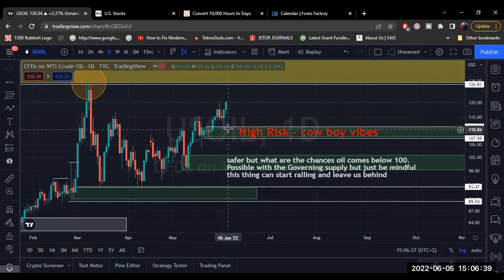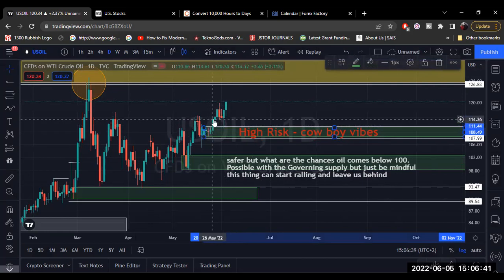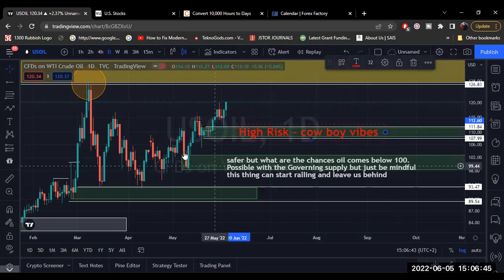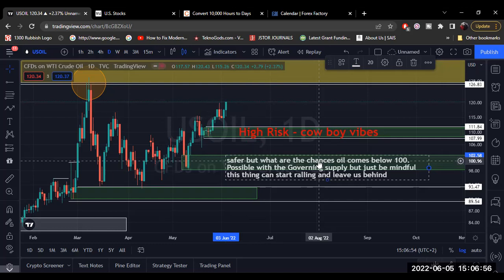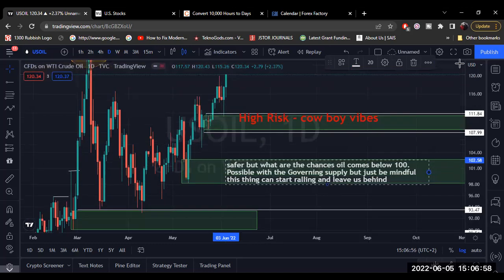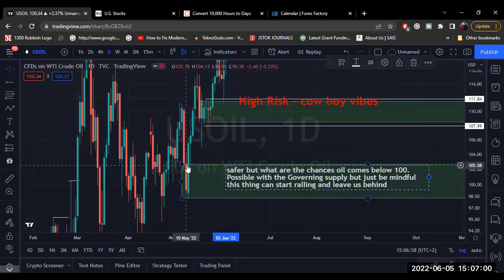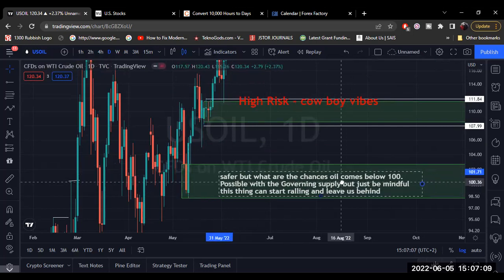And it's only high risk. I didn't make it red because I knew it was going to be a rule-based trade. It's only high risk because there was a lower demand, and I know that markets love buying low. So I wrote here, safer, but what are the chances? I remember doing this with you guys. I said, what are the chances oil comes to below 100? Because really, for this demand to work, you want oil at about 102. H1, H4 demands would bring it down to 99 something. What are the chances that oil comes below 100?